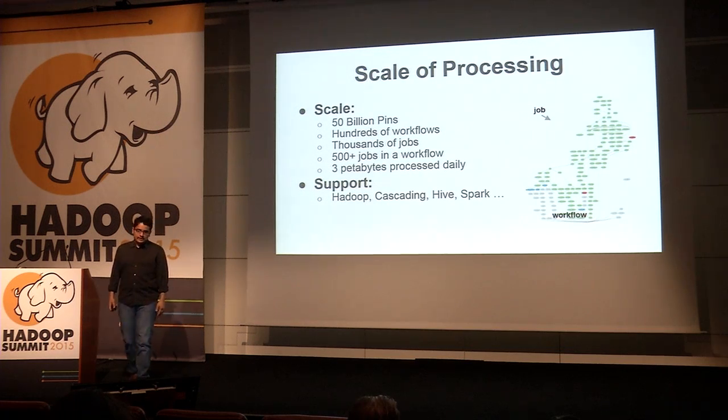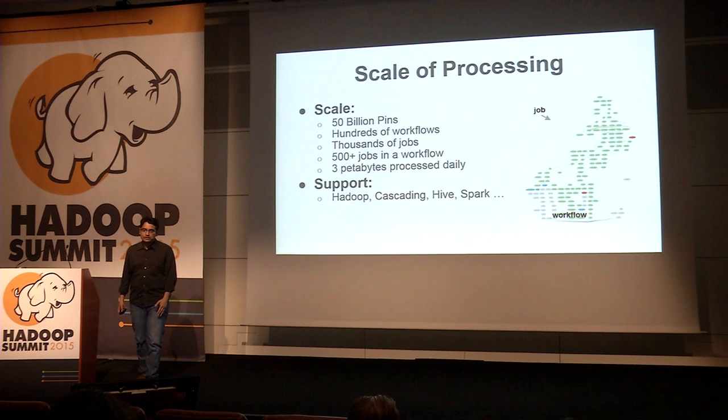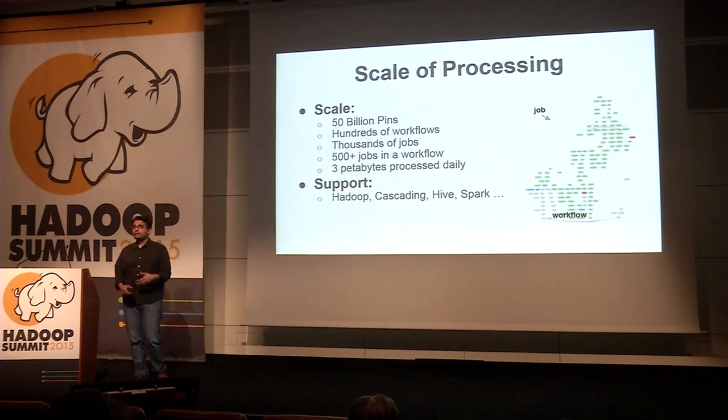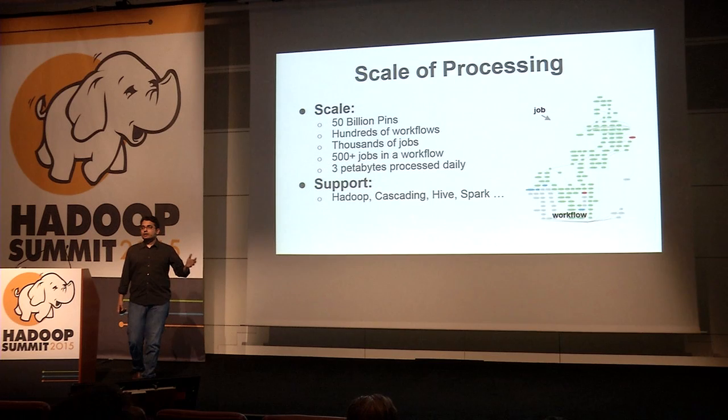So this is how things are right now in terms of the number of workflows. We're running a few hundreds of workflows and a few thousands of jobs. A particular workflow, like our search indexing workflow, which is the largest workflow, has about 500 plus jobs. We're processing about 3 petabytes of data, and we support Hadoop streaming, Cascading, Hive, and Spark jobs.